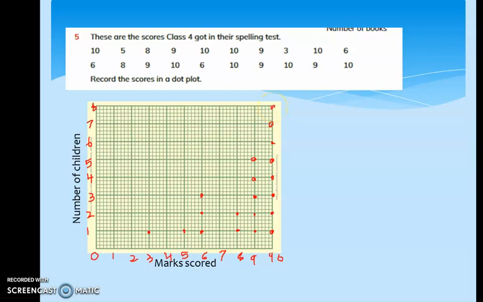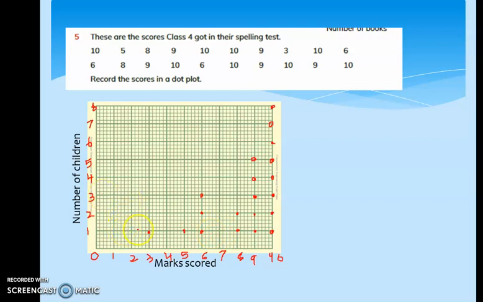This is the graph we get. So you can see there are 8 children who have scored 10 marks. 5 of them have scored 9. 2 of them have scored 8. 3 of them have scored 6. 1 each for 3 and 5. None of them have scored 7 marks. 0, 1, 2 and 7, none of them have scored.